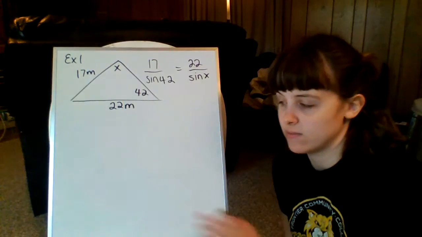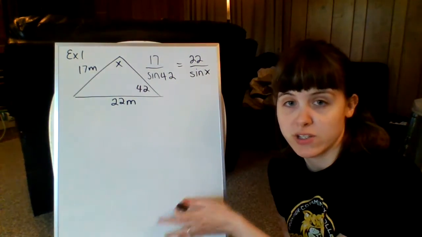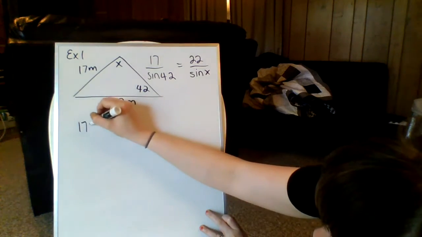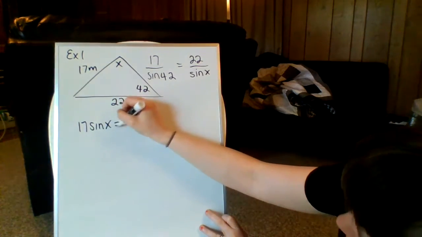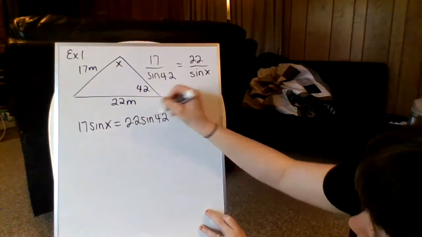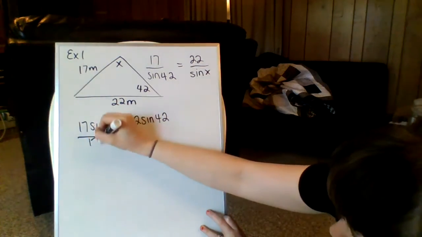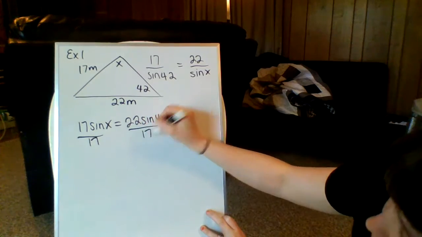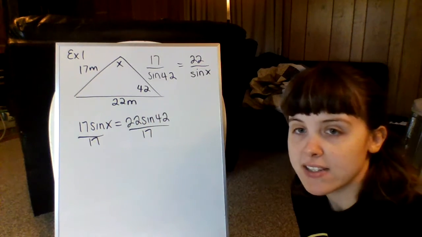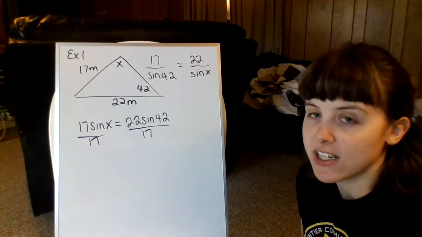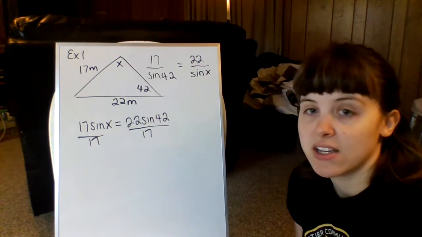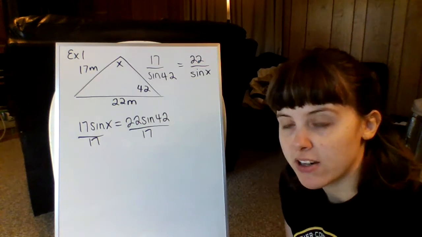Okay, so we're still going to cross multiply to solve this. So here's what we're going to have so far. 17 sine x equals 22 sine 42. And then we're going to divide by 17. Okay, so we're trying to isolate sine of x. But that won't give us the final answer. That'll just give us sine of x equals something. So let's go ahead and do this part on our calculator.